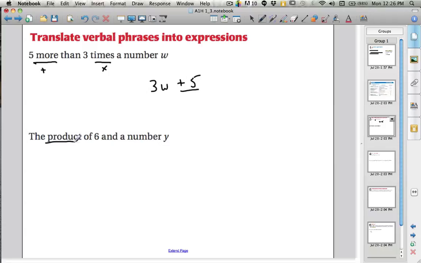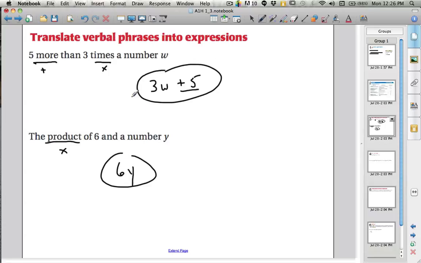The product, that's going to be multiplication, of 6 and a number y. So that's 6 times y. It's important as you're working, especially with word problems, that as you look at how the situation is being described, you can accurately put it into an algebraic expression which you can later use and/or solve.